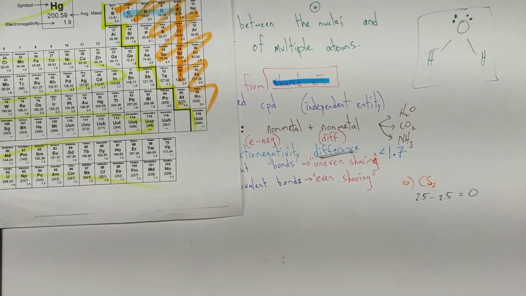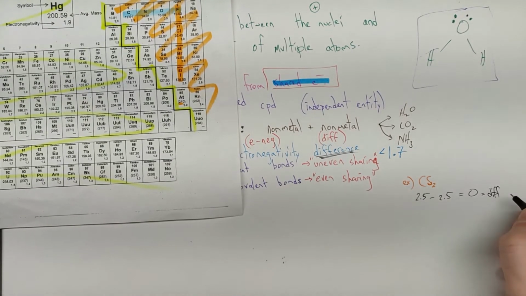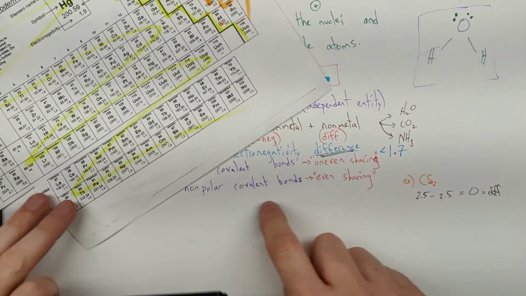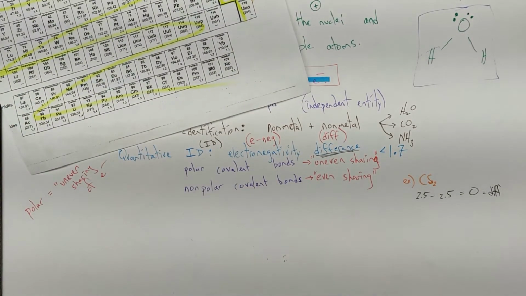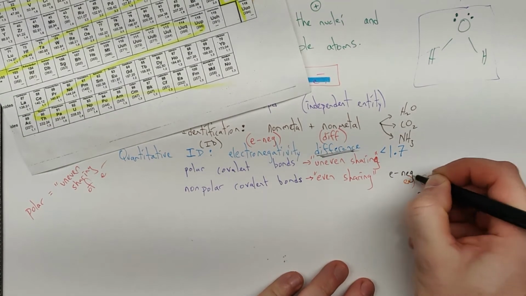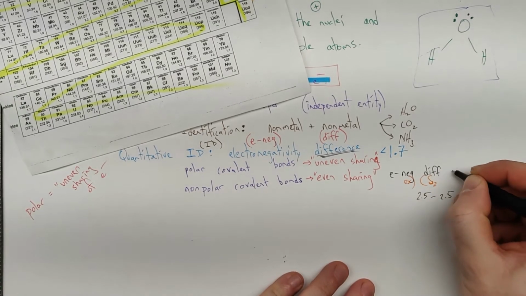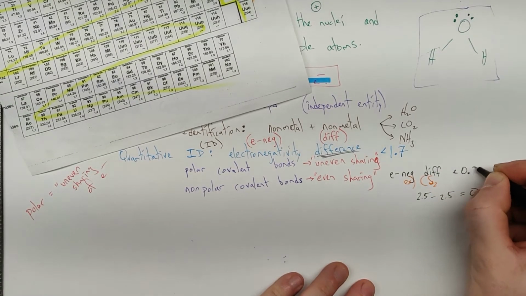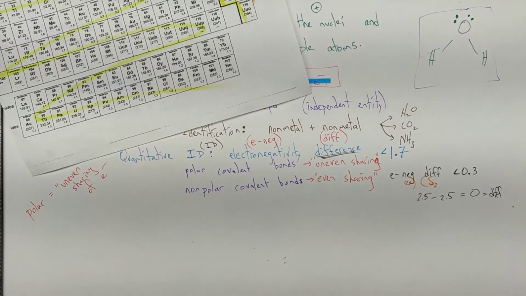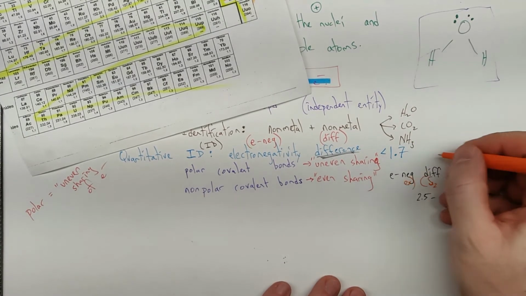All right. So our difference is 0. And why does that matter? We're saying that it is nonpolar. They have to share equally. All right. So this has electronegativity difference less than 0.3. All right. So on this spectrum, it's basically saying anything 0.3 or lower, we're going to call equal sharing, as opposed to maybe something like H2O here.